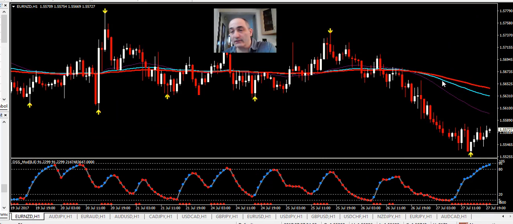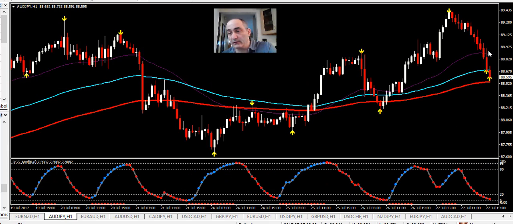And you're going to see here, okay, this is in a downtrend, right? The 21 days below the other two, so we don't want to look for buys. We want to look for sales. Okay, now here's another one setting up for us. This is AUD JPY. Again, the trend is up. We got the up arrow and we're just waiting for the DSS to turn blue so that we can take a long position on the next entry.